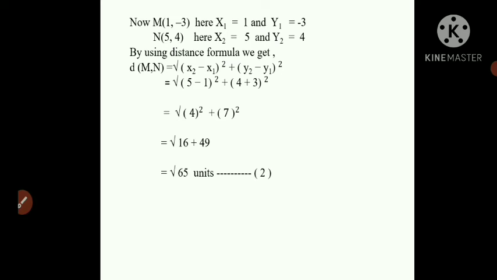Now I'll go for the distance of LN. So see now, L is minus 2 comma 3, that is x1 is minus 2 and y1 is 3. N is 5 comma 4, that is x2 is 5 and y2 is 4.